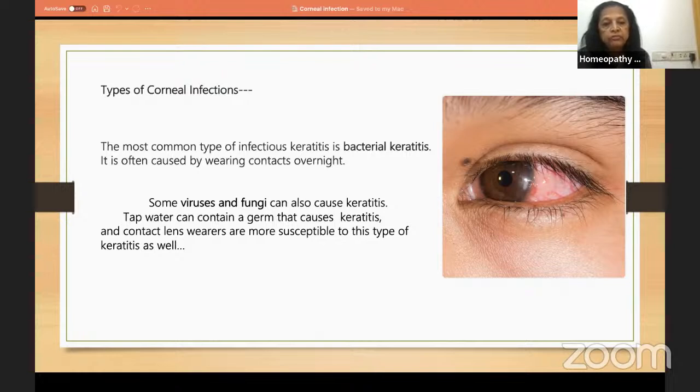And especially fungal infection is very difficult to treat. Many times, even with all the antifungal eye drops, the fungus just remains in the cornea and the patient has to go for a surgery like corneal transplant.